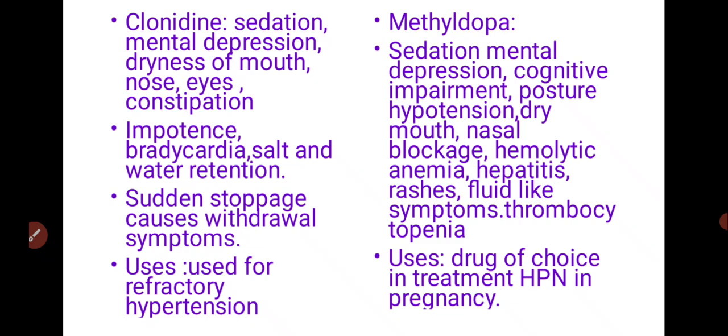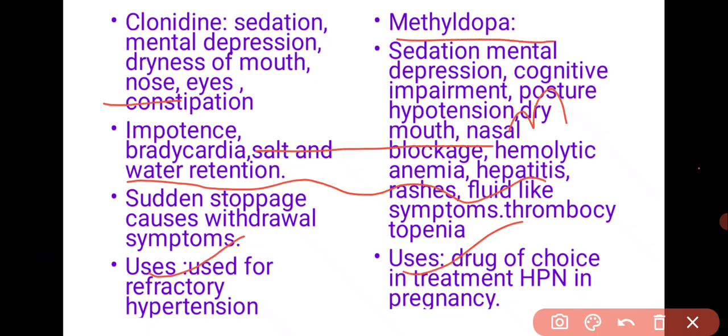Methyldopa is safe in pregnancy, so it is still used as the drug of choice in pregnancy for treating hypertension. It causes central effects like sedation, mental depression, cognitive impairment, hypotension, postural hypotension and dry mouth, along with nasal blockage, and especially it causes hepatitis, hemolytic anemia and thrombocytopenia. These are the side effects of methyldopa. So this is regarding the various antihypertensive drugs.